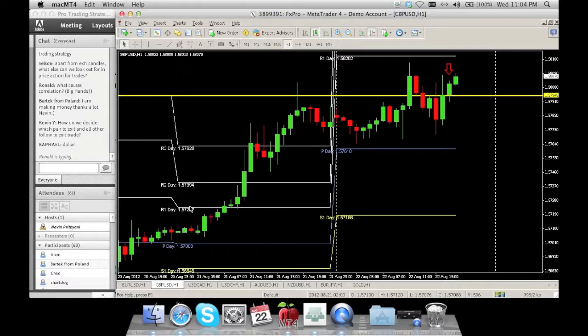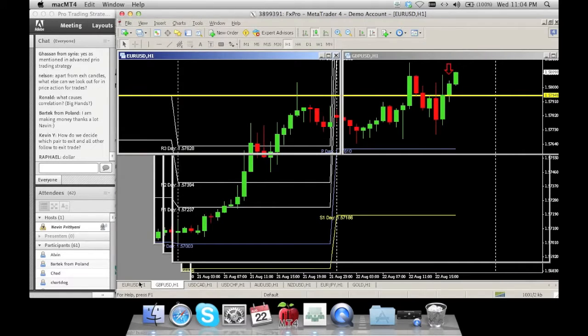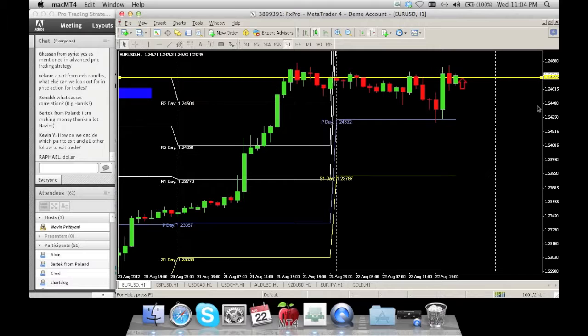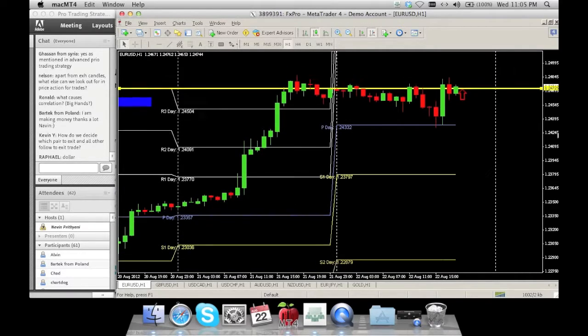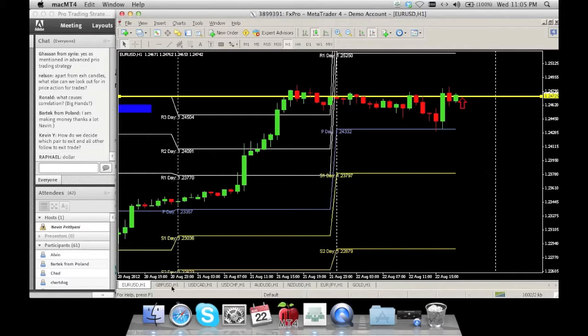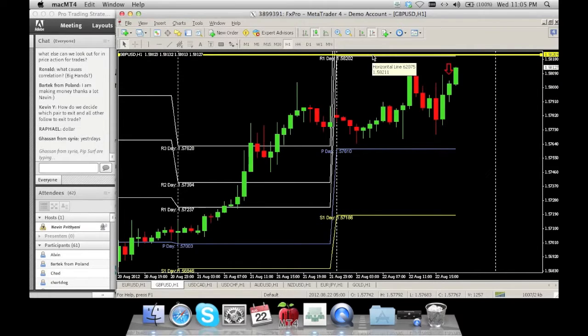Okay, Kevin, how do we decide which pair to exit and all others follow to exit? Let's take a look at this particular pair. Which is the nearest support and resistance line? Which pair has the one that's closest? Okay, pound is all the way up here.